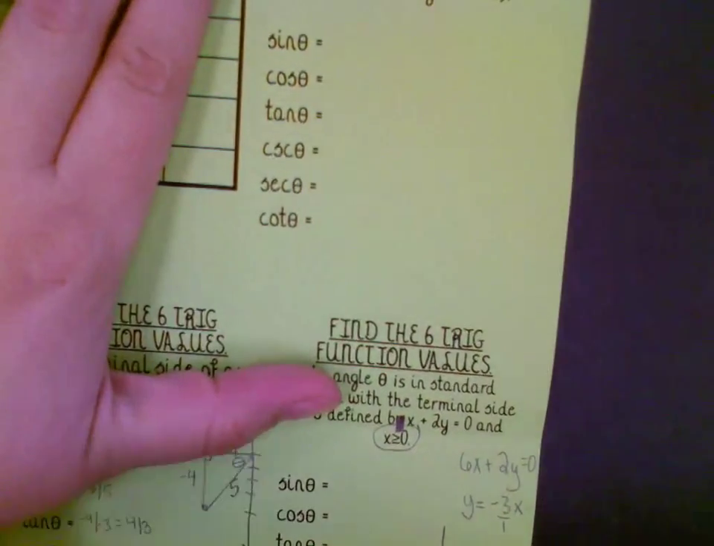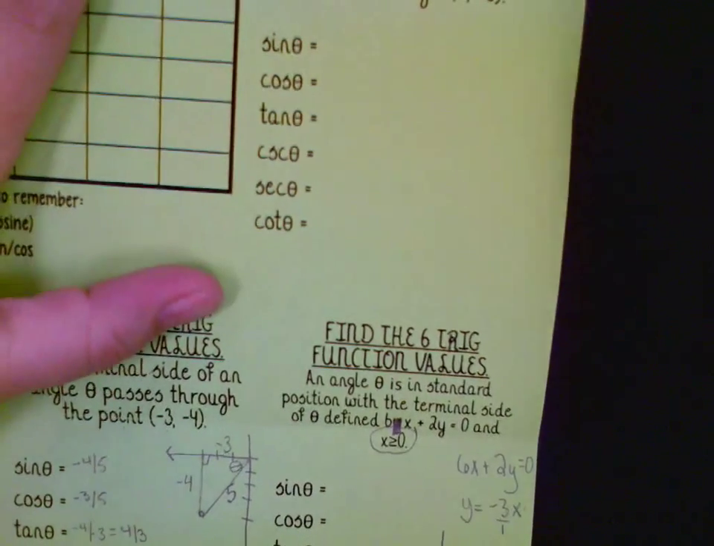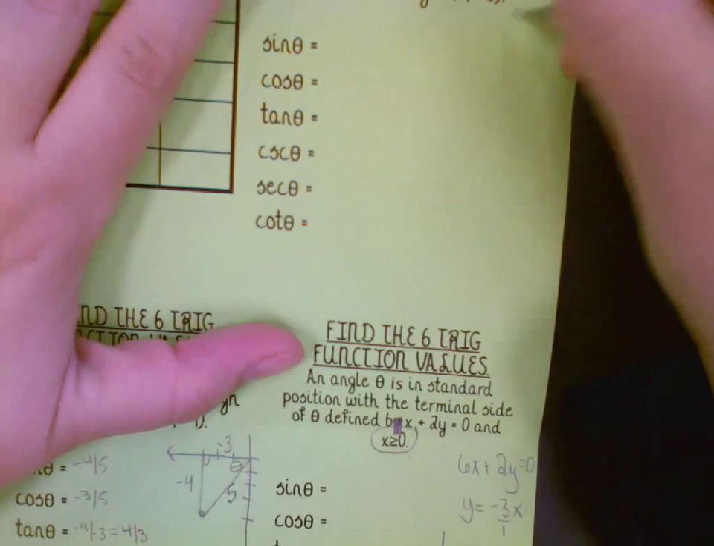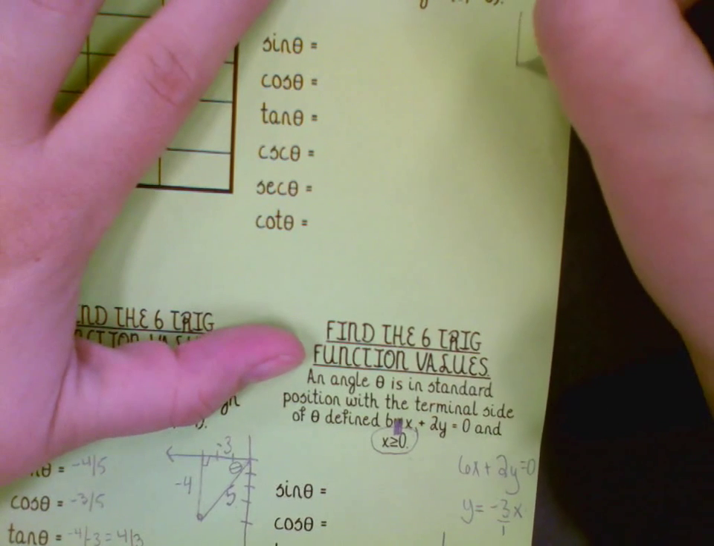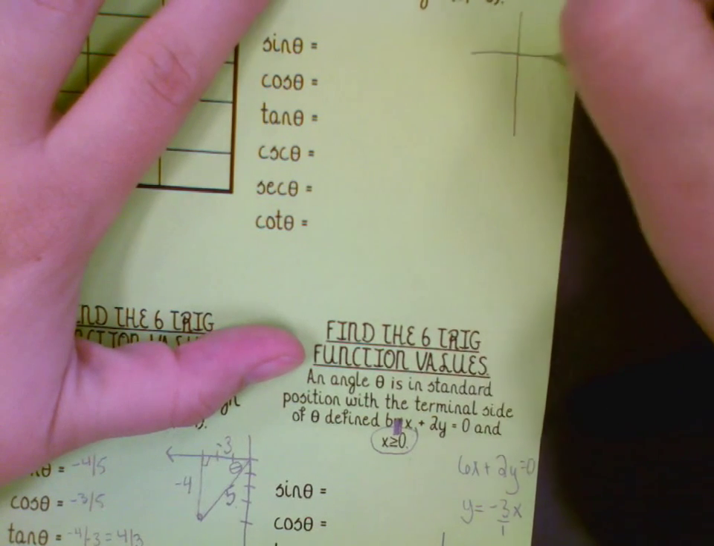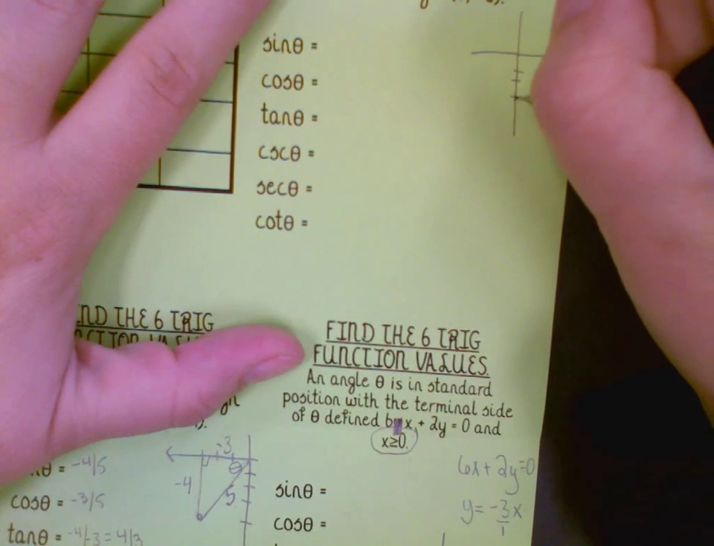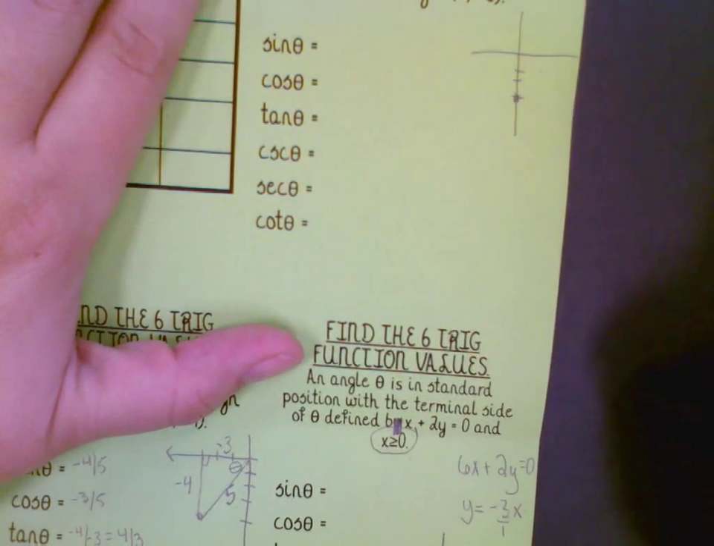So for this question, it's similar to what we did for the first example, but it gives us an ordered pair that has a 0. So when we graph that, our point is at (0, -3). So we end up on the y-axis.